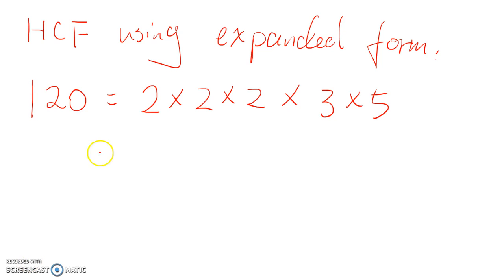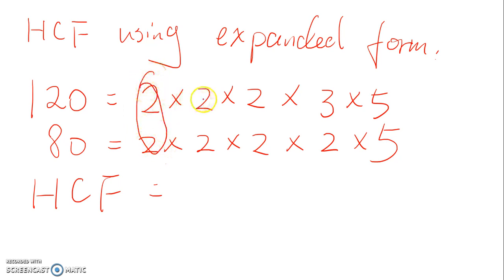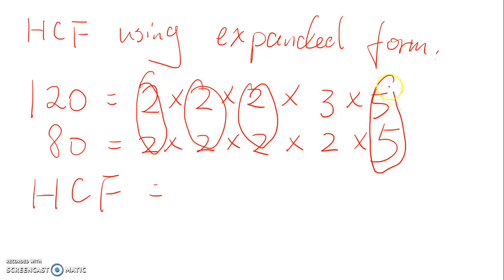So if I've got the time up to here, 80 would equal 2 times 2 times 2 times 2 times 5. Highest common factor of the two numbers, fairly simple. The numbers that both of them share: they share 1 2, they share 2 2's, they share 3 2's. Do they share one more 2? No, they don't. They also share a 5. So the highest common factor would be 2 times 2 times 2 times 5.